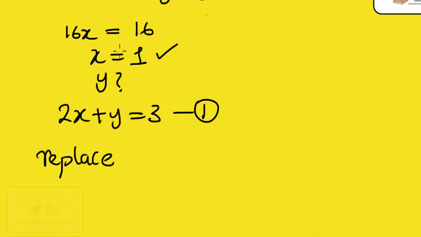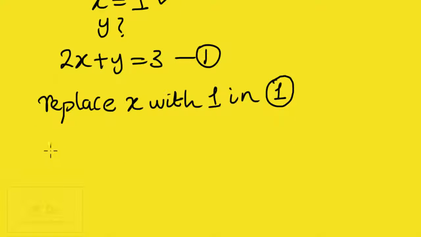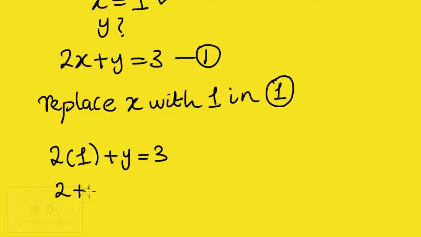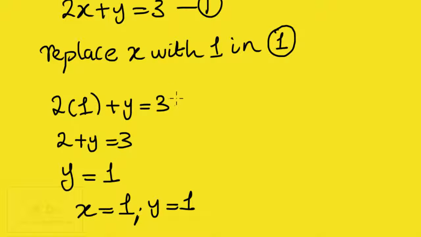I'm going to use this result to get y. So I'm going to replace x with 1 in equation 1. Doing so gives 2 times 1 plus y equals 3, so 2 plus y equals 3. Making y the subject of the formula by subtracting 2 from both sides gives y equals 3 minus 2, which is 1. So we have x equals 1 and y equals 1 as the results obtained by the method of elimination.